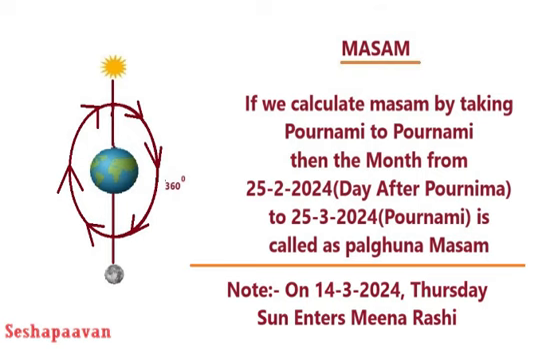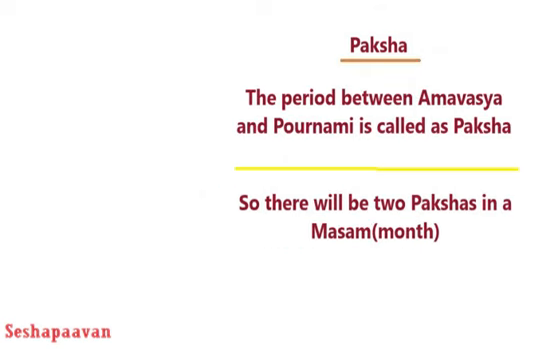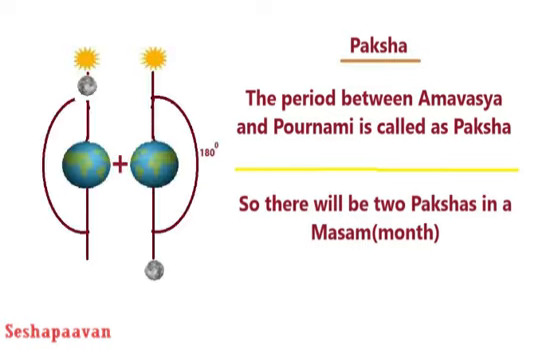Now I will explain about Paksha. The period between Amavasya to Purnima is called as Paksha. So there will be two Pakshas in a month. I will explain more clearly. The period between Amavasya and Purnima is called as Paksha. So there will be two Pakshas in a Masam.